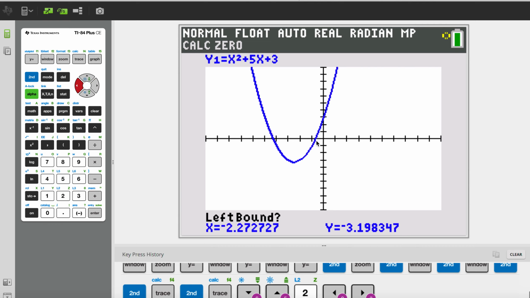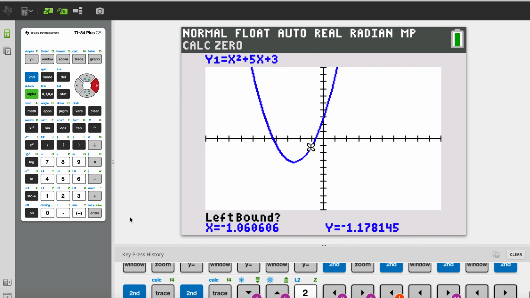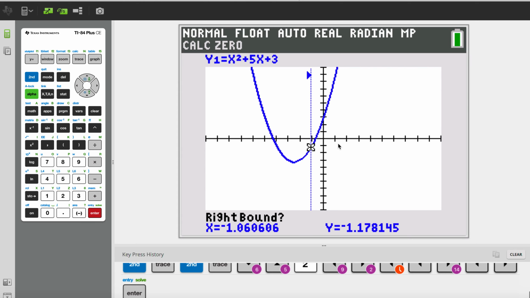But don't go too far. If you go here, it may wrongly recognize your root to be here. So since your root is here, you try to stay as close as possible. So I'm going to the left of the root, and now you just have to press enter. After that, it's going to ask you for the right bound.